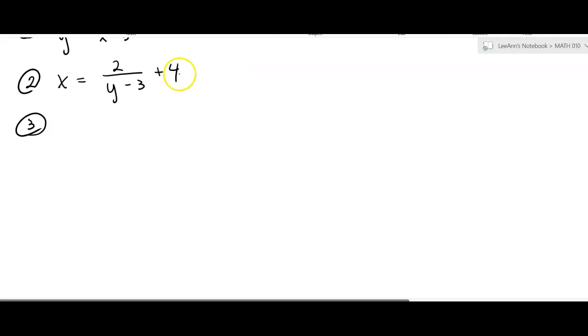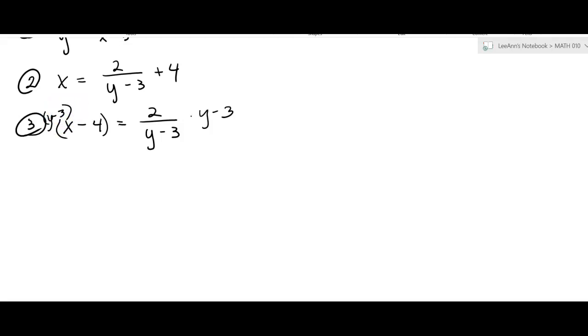That's going to take us a little bit of work. Okay, so first I'm going to subtract the 4 over. X minus 4 equals 2 over y minus 3. So I want to multiply both sides by y minus 3. Let me write that. This is kind of weird the way I'm writing it, but it'll probably make a little more sense than what they have in the book.